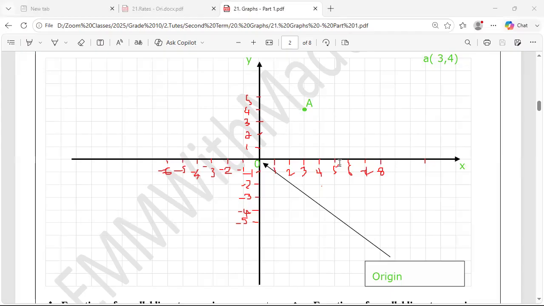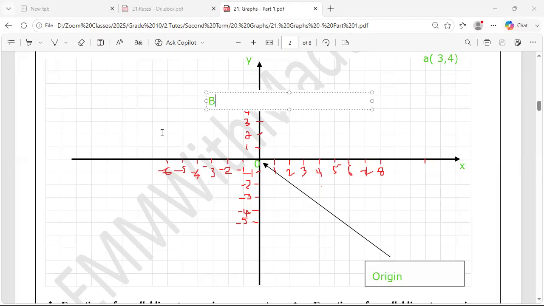Then mark point B at -3, 4. -3 on the x-axis. Now, x-axis -3 is here. Then positive goes upward. Now, the positive point from the y-axis. Done. This is point B.